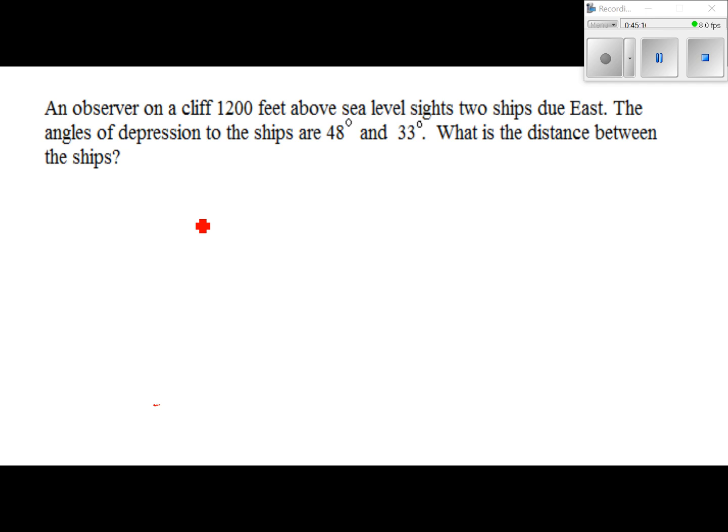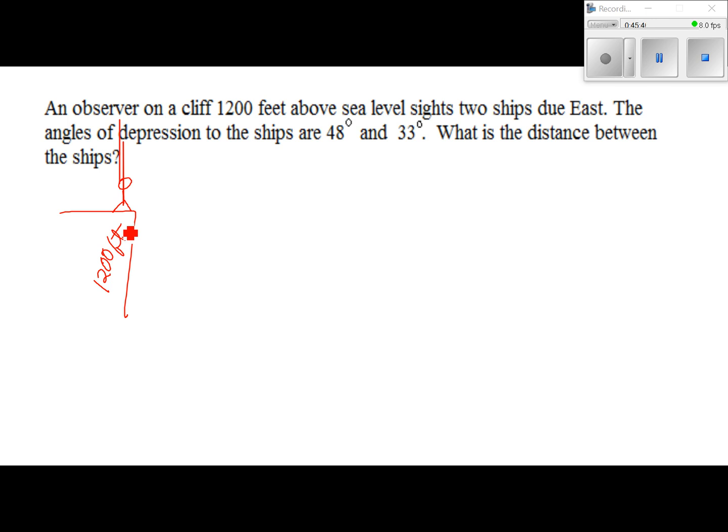This one, I'm not actually going to do this one, but I'm going to draw it. So you got an observer, they're standing on a cliff. That's my person. Ignore all that extra stuff going up through there. They're standing on that cliff. The cliff is 1,200 feet above sea level, so 1,200 feet here. 2 ships due east. Whichever way east is, it doesn't matter. The angles of depression to the ships are 48 degrees and 33 degrees.